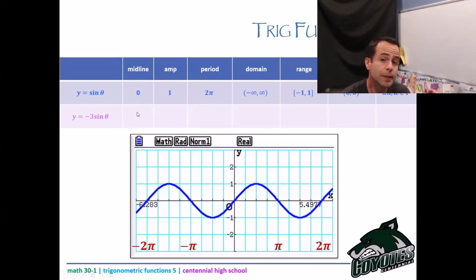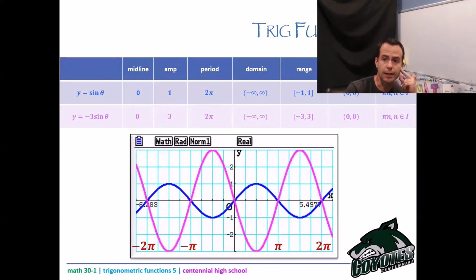Okay, so my midline will be 0. My amplitude will be 3. We don't say an amplitude is -3, just like we don't say a stretch is negative whatever, okay? So the amplitude will be 3. The period will remain unchanged. That'll be 2 pi. The domain also doesn't change. That'll be still -infinity to infinity. The range will be going from -3 to 3. The y-intercept hasn't changed, and my midline intercepts haven't changed. Okay, so just verify all of that, and your picture will look like this time, which is a reflection from the green graph.